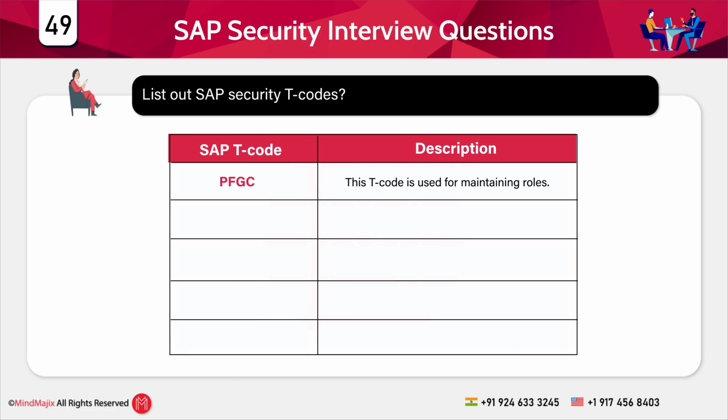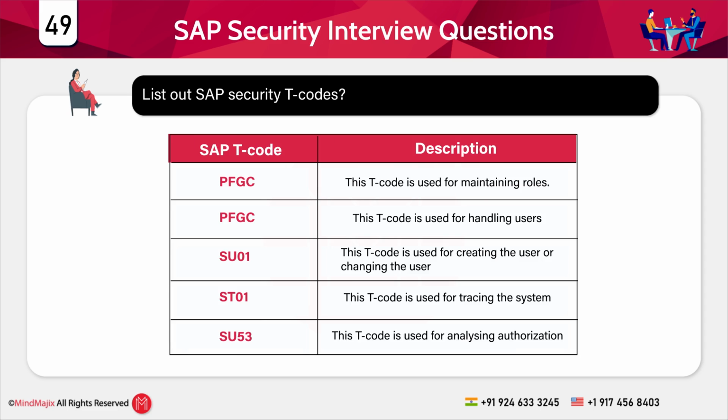So guys, as you can see on the screen, these are some of the most frequently used SAP security T codes. The first code is PFCG, and this code is used for maintaining the roles. Next, you have SU10, which is used for handling the users, and SU01 is used for creating or changing the user. After this, you have ST01, which is used for tracing the system. And then you also have SU53, which is used for analyzing an authorization.